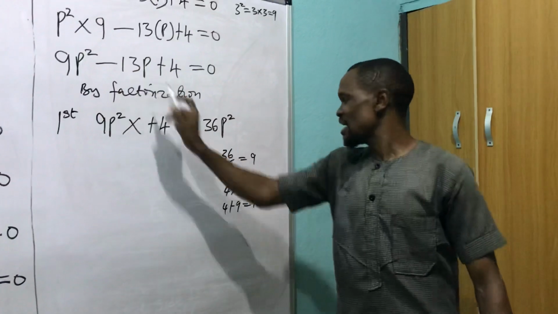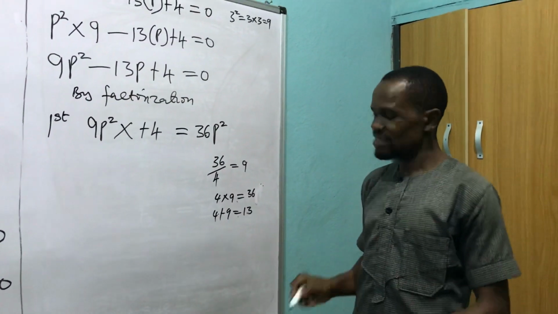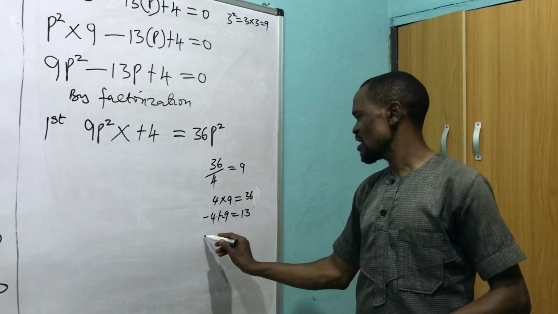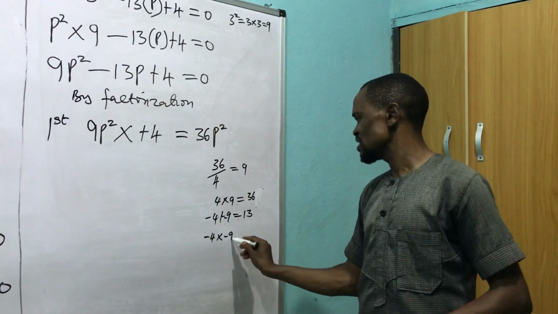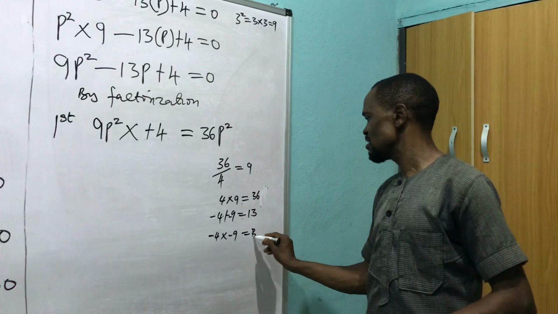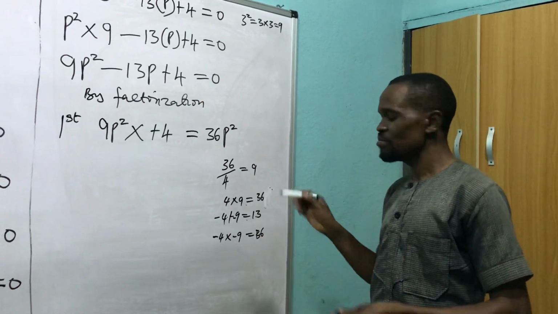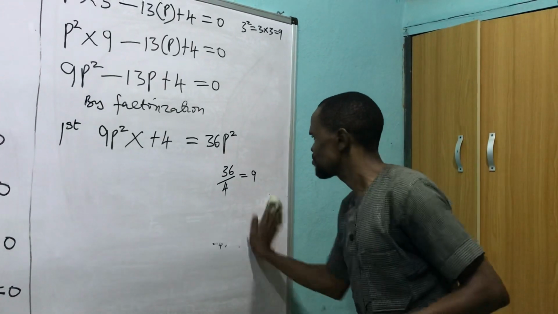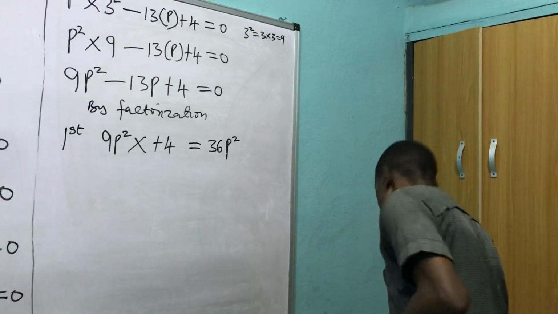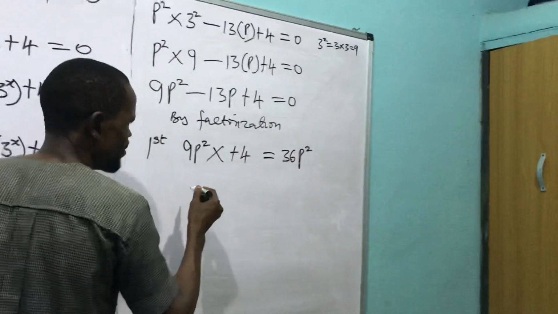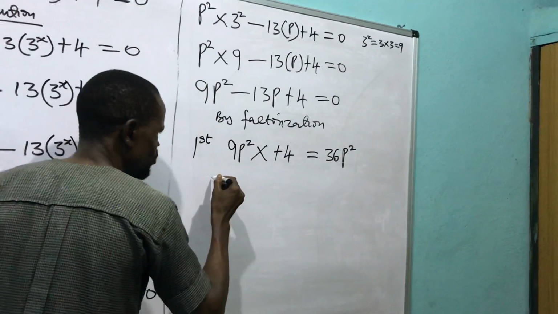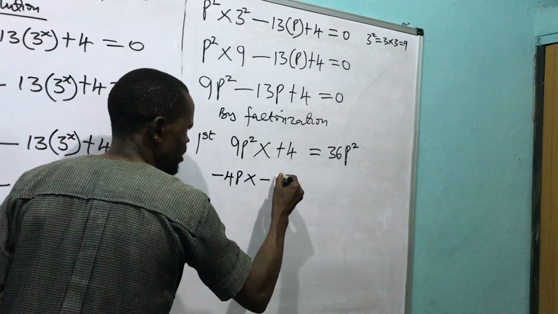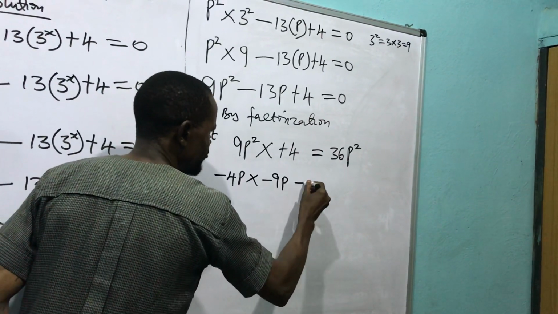When I add them together, it will give me minus 13. Then what will I do? I will only just add minus here, add minus here. I have minus 4 times minus 9, it will give me 36. Then minus 4 minus 9 will give me minus 13. So I've gotten the factor. So what will I do now? I can put it here. The factor now becomes minus 4p times minus 9p.